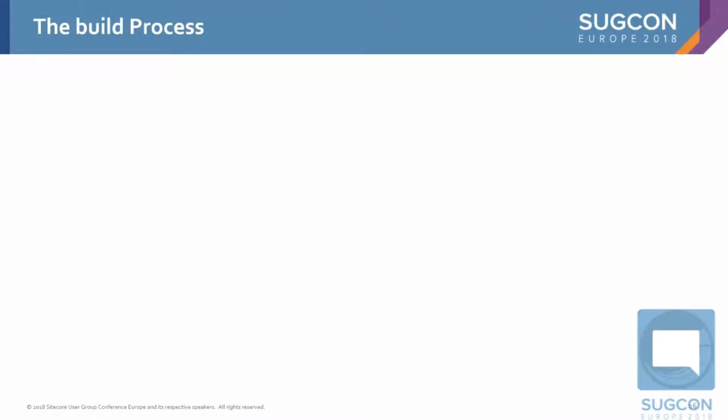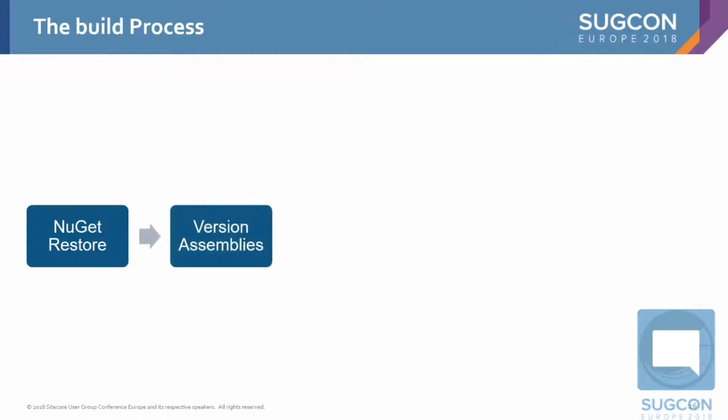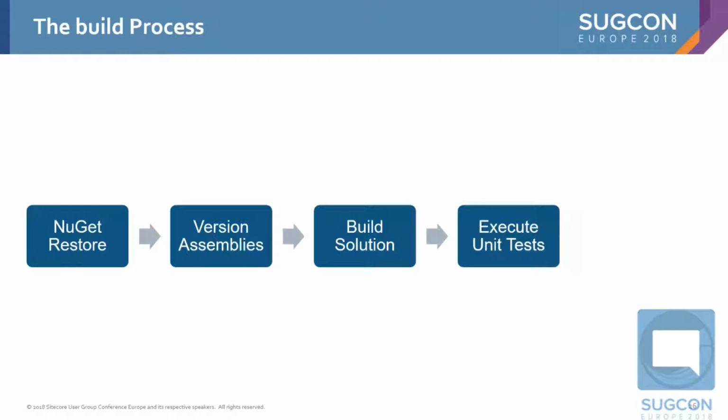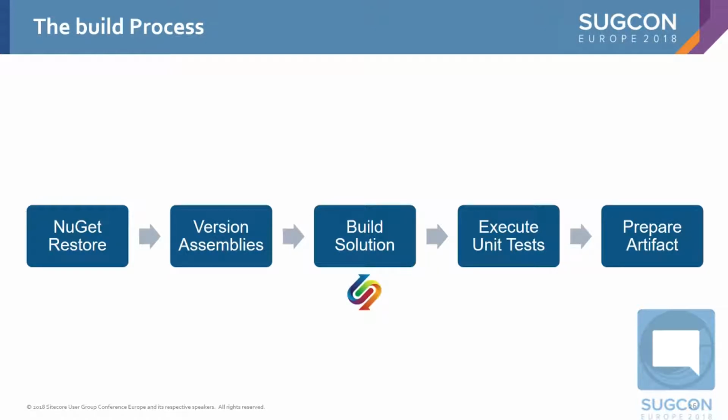Now the build process that we use is also very simple. We do a NuGet restore. This pulls in all the NuGets. We version our assemblies. We build a solution. We execute our unit tests. And then we prepare the artifact. That's on a high level how a build runs. All of our Sitecore builds look like this. And in that build solution there, we use TDS to create update packages that we will be installing down on the DTAP street.